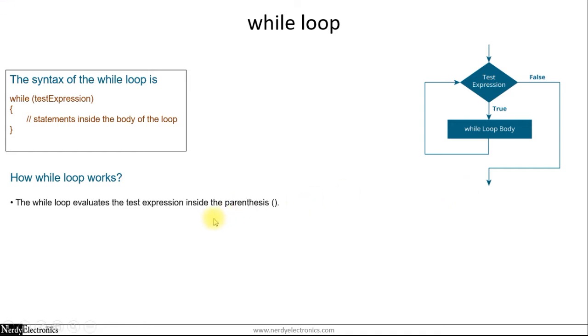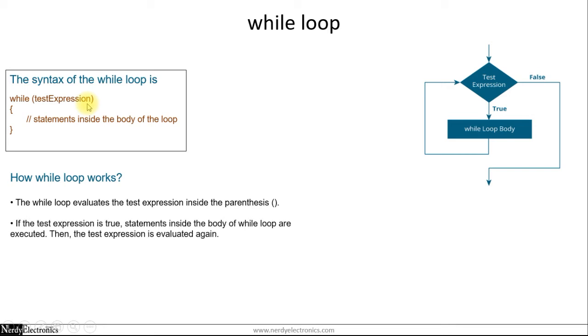So how does the while loop work? The while loop evaluates the test expression inside the parenthesis. So inside these brackets, it will evaluate this expression, and then if the expression is true, the statements inside the body of the while loop are executed. Then it tests the expression again. The process keeps on going till the expression is evaluated to false.